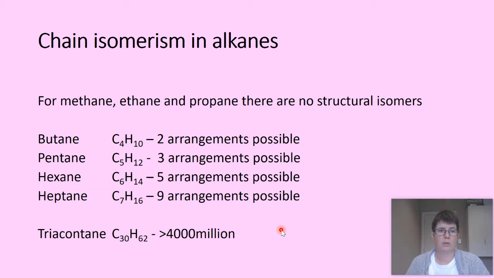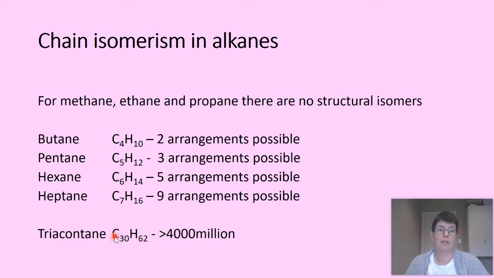So, chain isomerism. Methane, ethane, and propane all have no structural isomers. There's only one way of drawing them. As you get bigger chains, you can have different arrangements. Butane has two different arrangements, and it's still called butane. Pentane has three different arrangements. Hexane has 5. Heptane has 9.